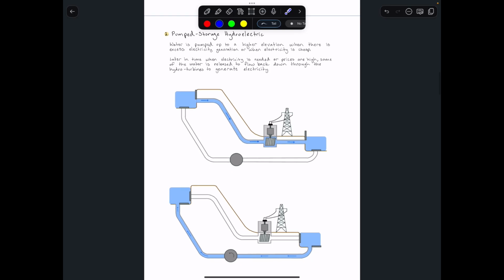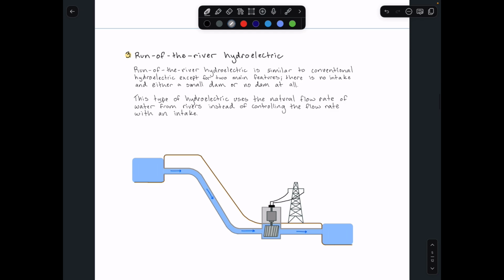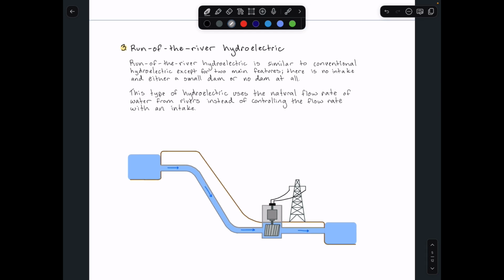And then actually let me label this here. So this is the electric pump. And that's the same here. Pump. Sending the water back up. Okay, awesome. And then the third type of hydropower technology is called run-of-the-river hydroelectric.